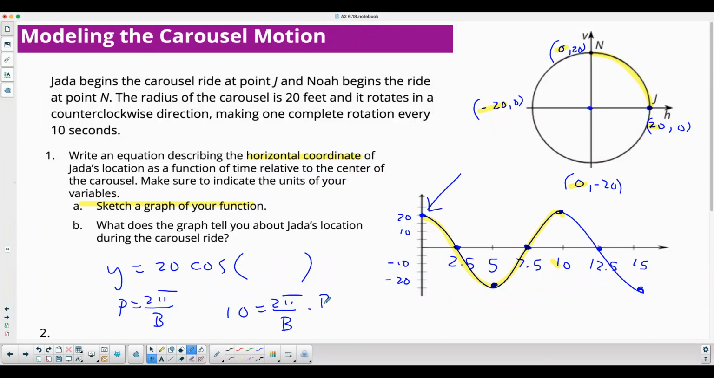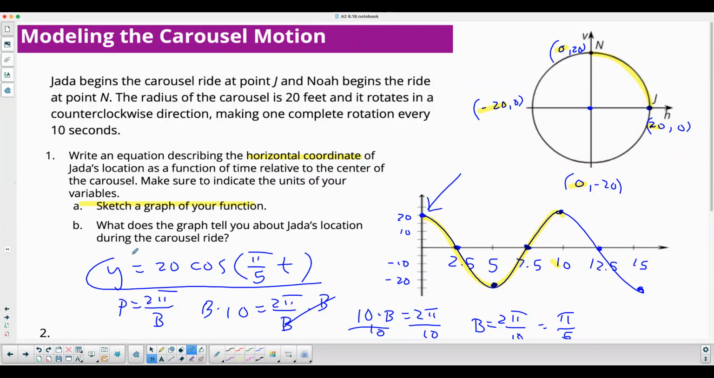So if I times each side by b, I get 10 times b equals 2 pi. Divided by 10, and I get b equals 2 pi over 10. If you want to reduce it to pi over 5, that's fine. So my function is going to be cosine of pi over 5 times, I'm going to use t for my variable, use x or theta, but I'm going to go with t. And there you go.